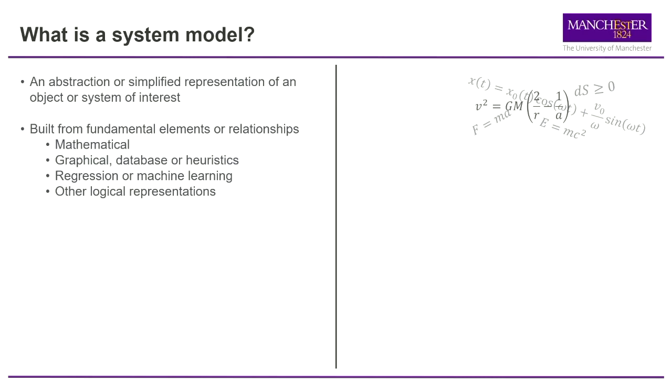You could build a systems model from a regression, essentially a best fit line for a bunch of things, or machine learning. You could apply something like a neural network to a set of data and still provide an input and get an output from it. That is an equally valid systems model, especially if you can then validate the output. And you can look at lots of other logical representations that provide some kind of quantitative outlook.